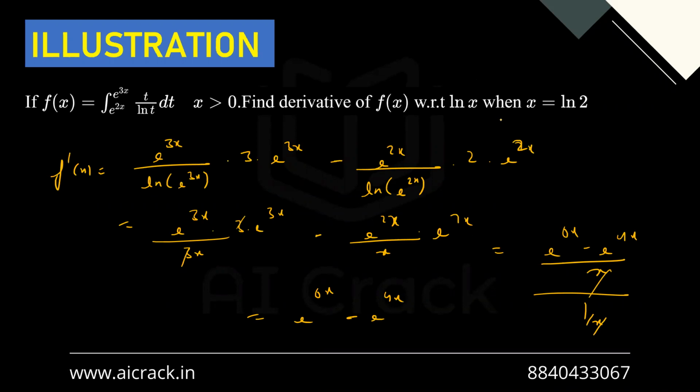And we have to apply this when x equals ln 2. So let's do that. That would give me e raised power 6 times ln 2 minus e raised power 4 times ln 2. So this goes over here and this goes over here, and this becomes 2 raised power 6 minus 2 raised power 4. So 2 raised power 4 is common, 2 square minus 1. So this is nothing but 3 only. So 3 multiplied by 16. 48 is the answer. Right?